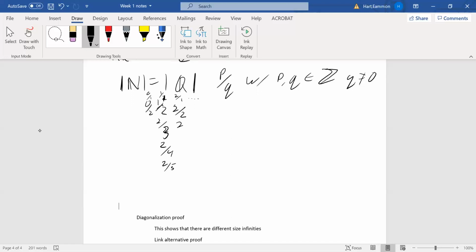So as we go out this way, the top increases. As we go out this way, these should all be 1s. Sorry, that's what was messing it up. As we go down, the bottom increases. As we go right, the top increases. 2 over 4, 2 over 5. And then we can also do negative 1 over 1, negative 1 over 2, negative 1 over 3.